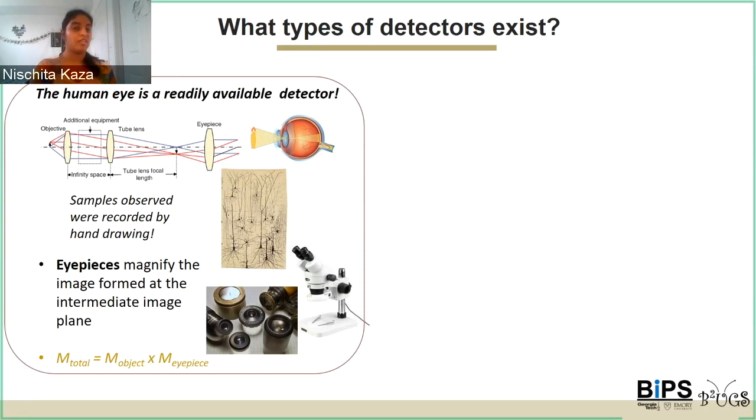Eyepieces, like objectives, are pretty complicated lenses, but all you need to remember is that they essentially just form a magnified image of the image at the intermediate image plane on your eye, and these would affect the overall magnification as well as the field of view. So always remember that if you're using an eyepiece, then your total magnification is given not just by the objective, but the product of the objective magnification and whatever is introduced by the eyepiece.